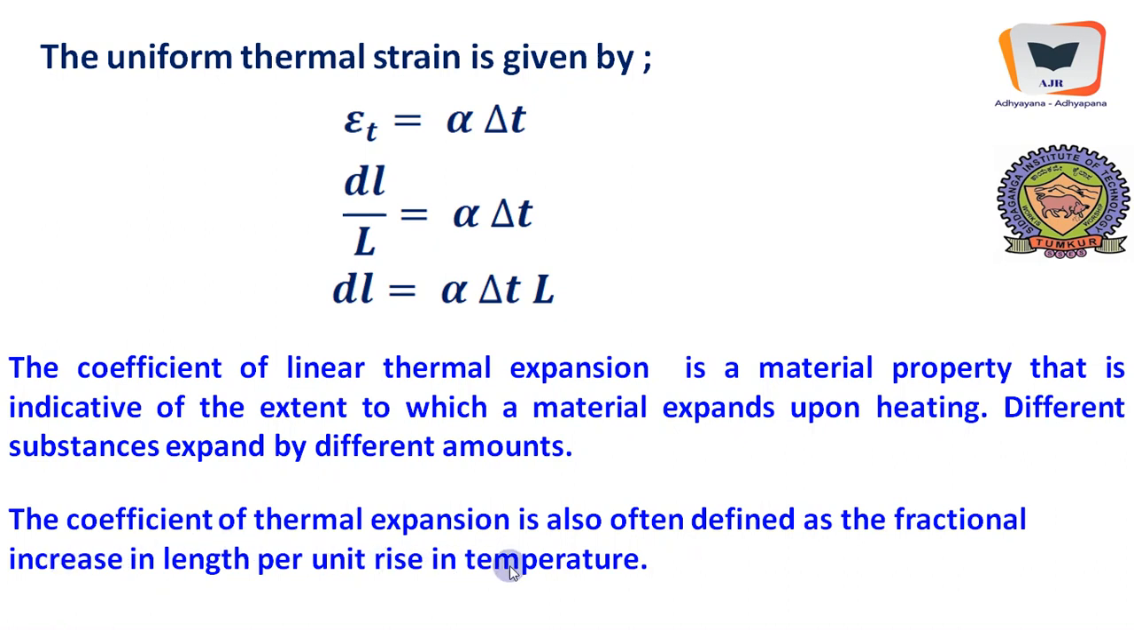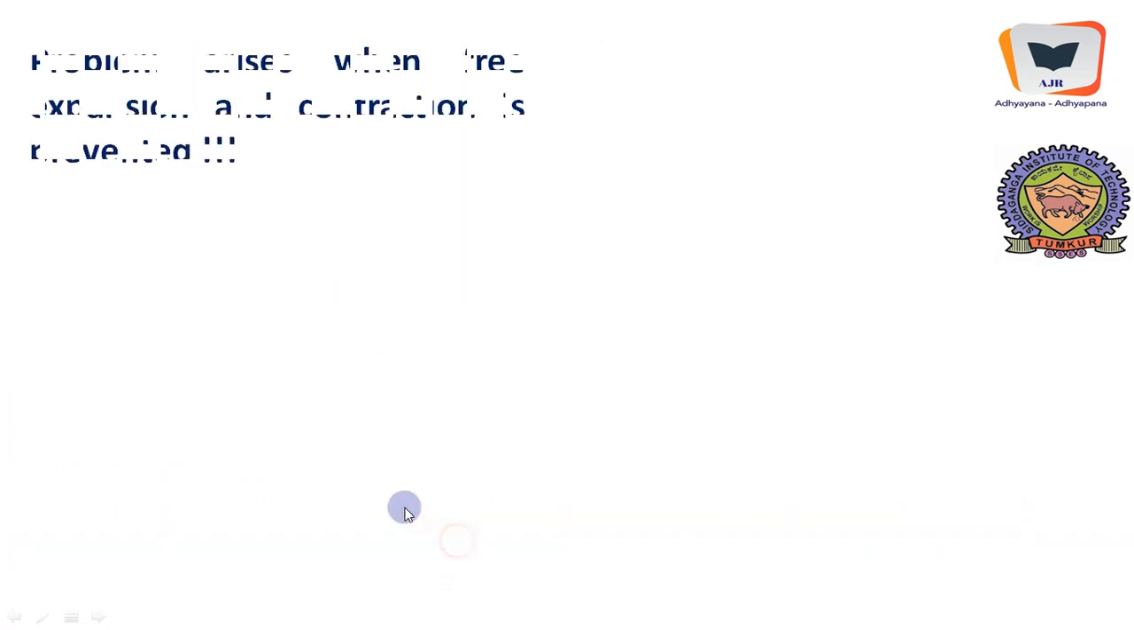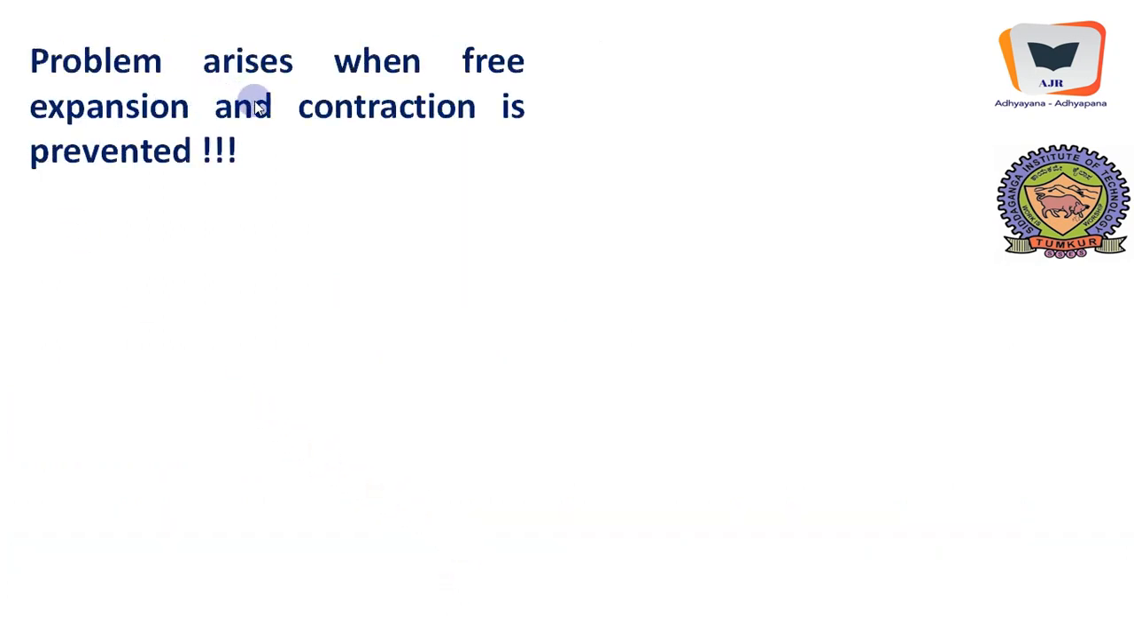The coefficient of thermal expansion is also often defined as a fractional increase in the length per unit rise in temperature. Problem arises when free expansion and contraction is prevented, and this is the point. This is the gist of our discussion. Whenever the free expansion and contraction due to temperature variation is prevented, it's going to crop up thermal stresses within the material.